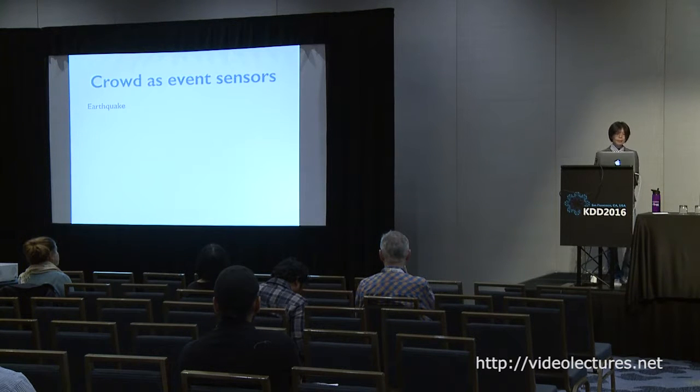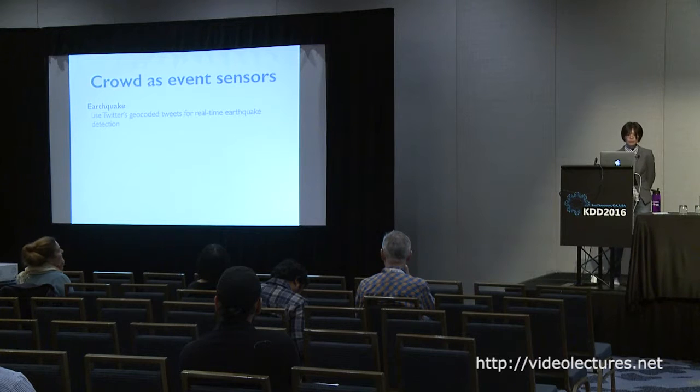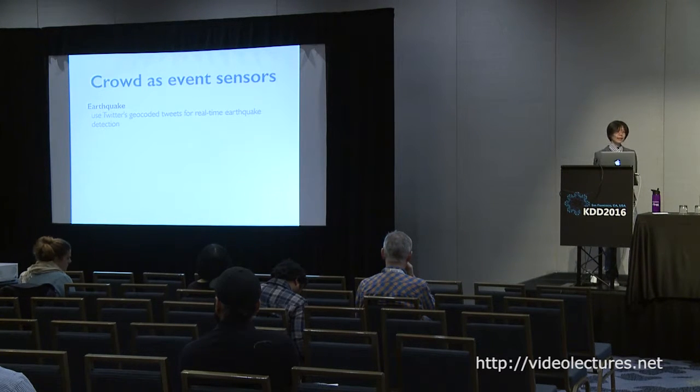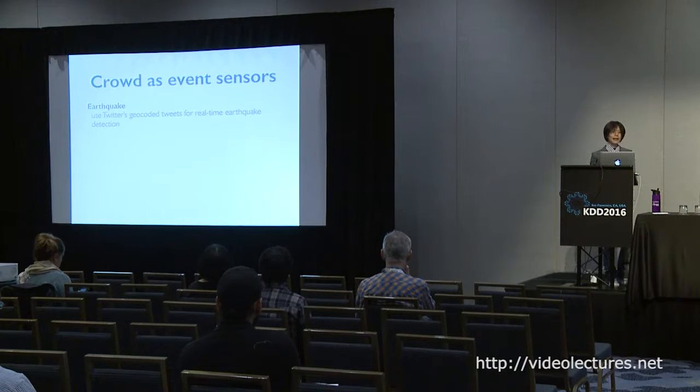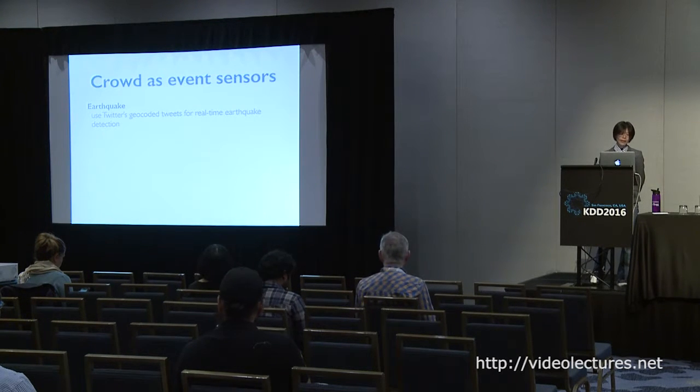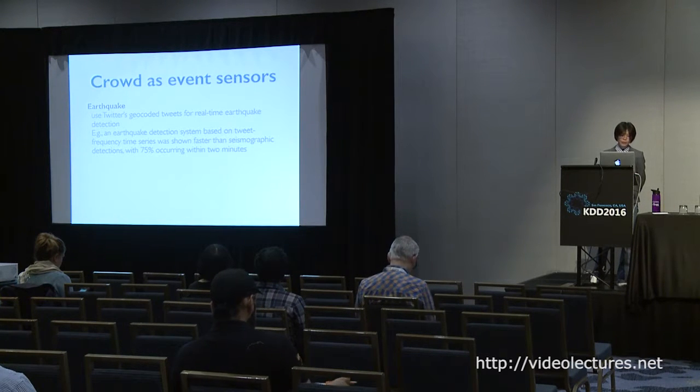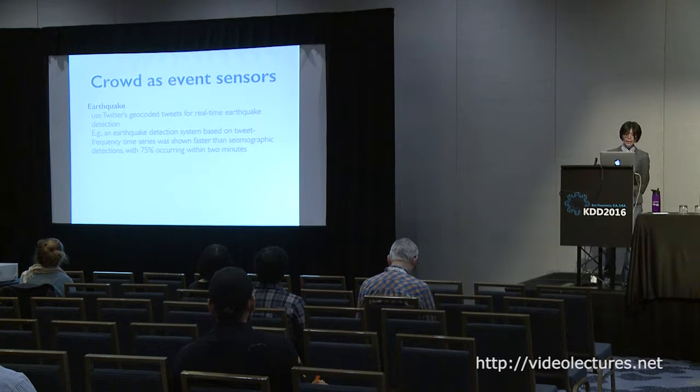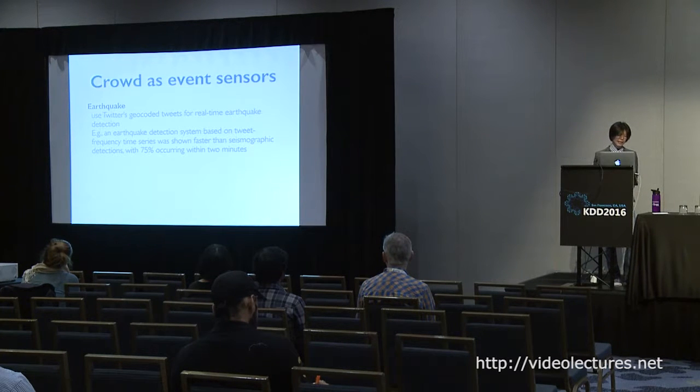So this type of research has been applied in areas like detecting earthquakes. This research uses Twitter's geocoded tweets. When there's an earthquake, people tweet earthquake or quakes or shakes, from the different places where they are experiencing the shakes. The research has been using these geocoded tweets to develop a real-time earthquake detection system. And research has shown that an earthquake detection system based solely on tweet frequency can be faster than seismographic detection, with very high accuracy within 2 minutes.